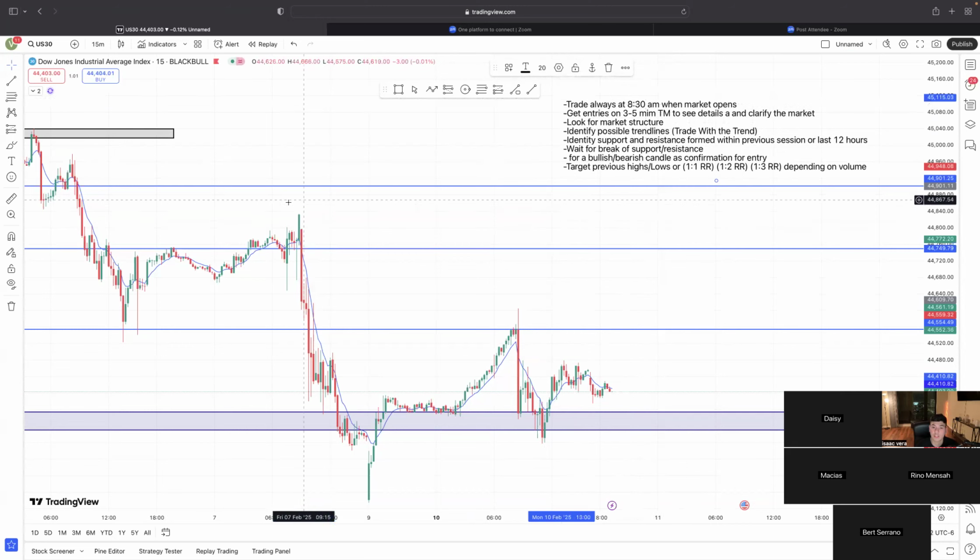And the second thing that I always look for is market structure. Whenever you are looking for market structure, always look for it on the daily time frame or the 1 hour time frame. I'm going to write it down right here.